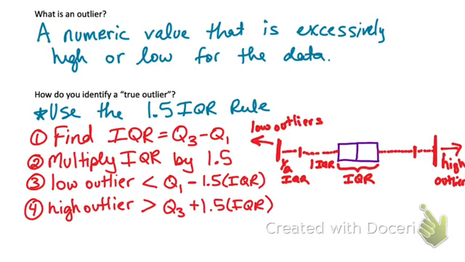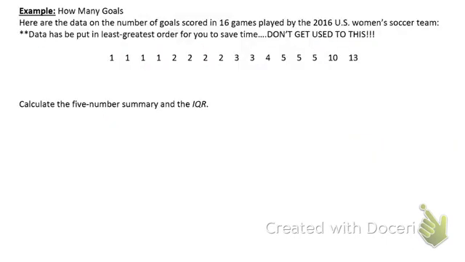Let's do an example. Don't you guys like examples? We talked about how to make a box plot. We talked about how to identify a true outlier. We talked about the 5-number summary. Now let's put it all into practice. Are you ready? Here we go.